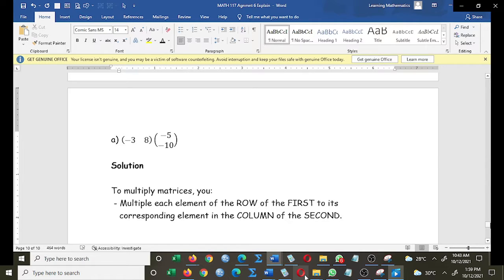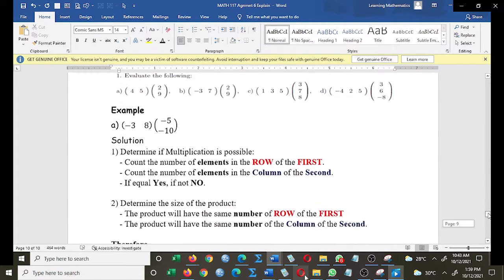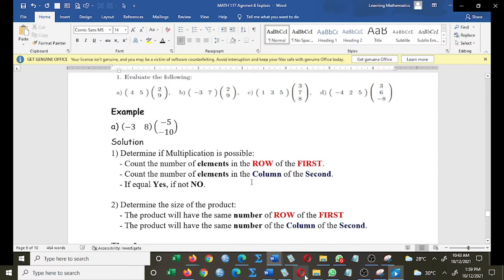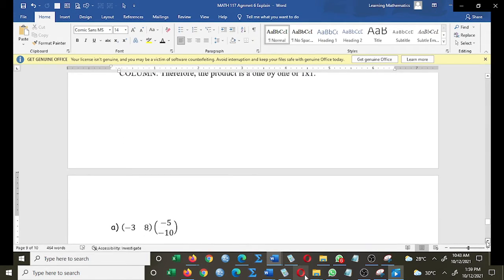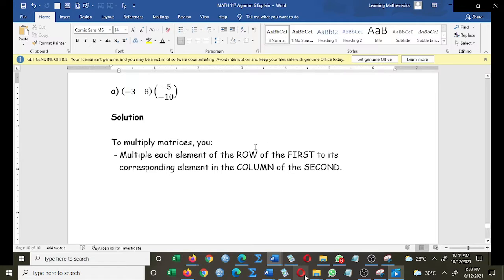Anytime you think about multiplication of matrices, let's go over it again. To determine if multiplication is possible, row of the first, column of the second. Elements in the row of the first, column of the second. To determine the size, number of rows of the first, number of columns of the second. And when you multiply now, it is the same: row of the first and column of the second. So there's a consistency in the analysis. But if you do it the other way, there's a little twist. You have to twist your mind and change it around. Anytime you're thinking of multiplication of matrices, it's always row of the first and column of the second.